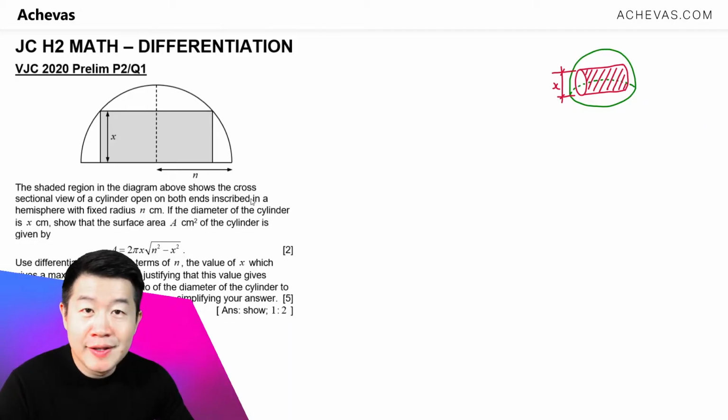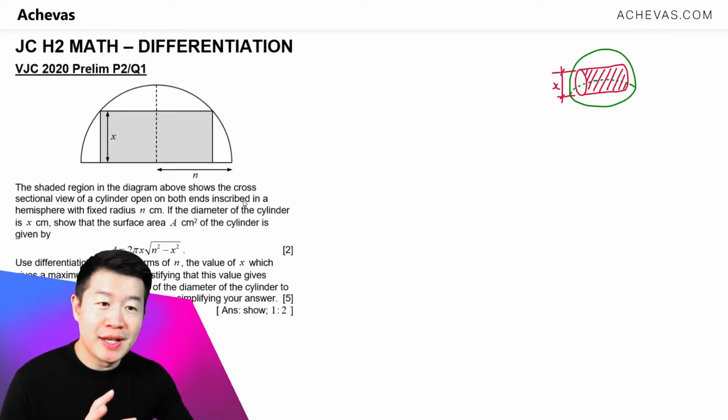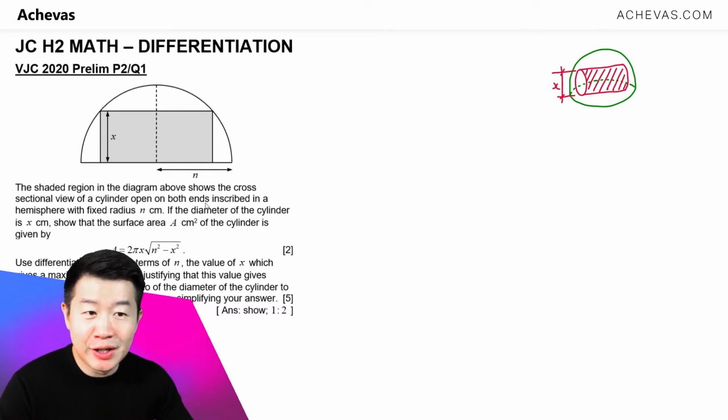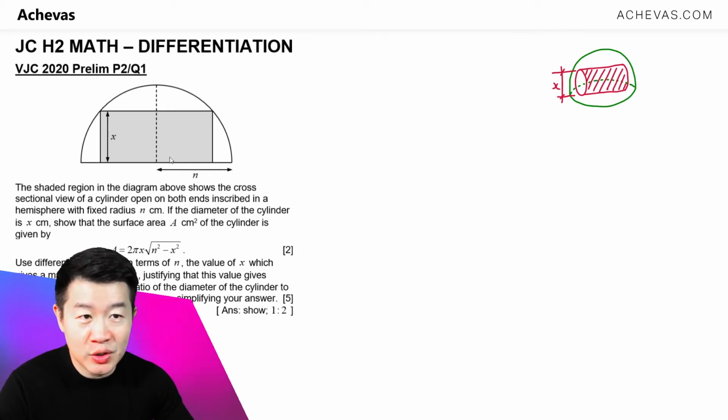When I was trying to understand this question, I was a little bit confused as to where is the cylinder that the question is talking about. So I took a bit of time sketching it out for you guys. We have a hemisphere, and within it we are seeing a cylinder, which is going to be this portion. The shaded region is the curved surface area of the cylinder with a radius of x over 2.